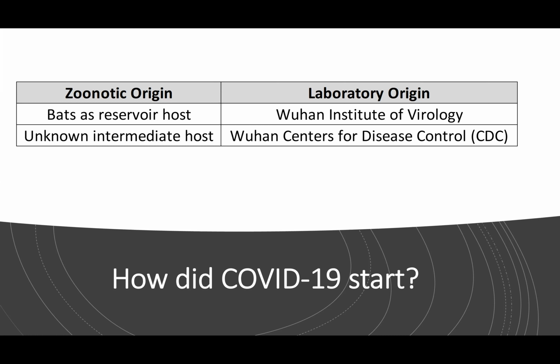How did COVID-19 start? There are two main hypotheses. One, the zoonotic origin, believes that it began in bats as a reservoir host and then jumped into an intermediate host, which is currently unknown. Those that believe it began in a laboratory consider the Wuhan Institute of Virology or the Wuhan Centers for Disease Control the likely candidates.